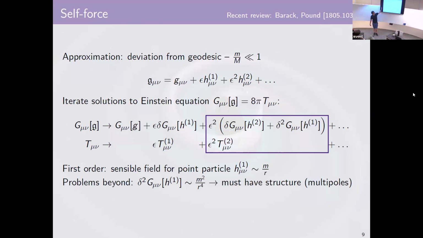There are a bunch of ways that this community has worked very hard to formally address the problem. All of them in the end point you to the fact that, even if you start with a point particle, it is not a sufficient description at higher orders.